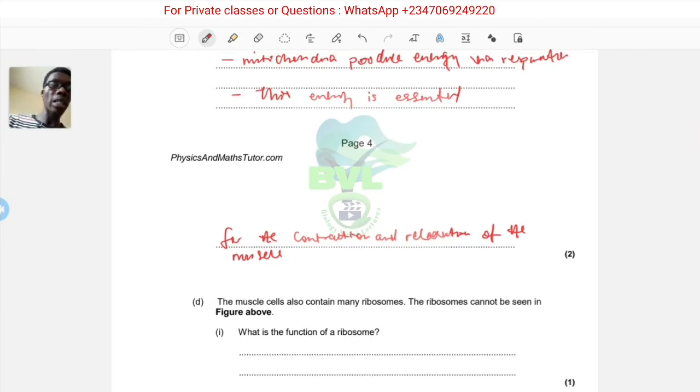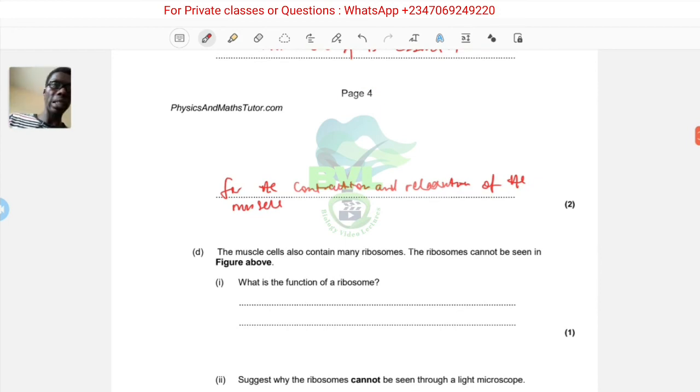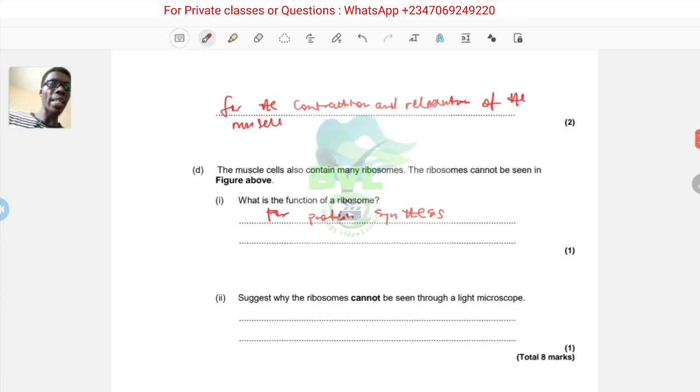Now, the muscle cells also contain many ribosomes. The ribosome cannot be seen in the figure above. What is the function of ribosomes? Oh, okay. That's for protein synthesis. All right, I hope I got that across clearly. It now says suggest why the ribosomes cannot be seen through a light microscope. Yeah, because a light microscope has limited resolution.